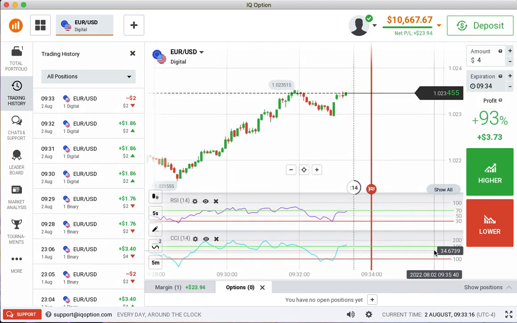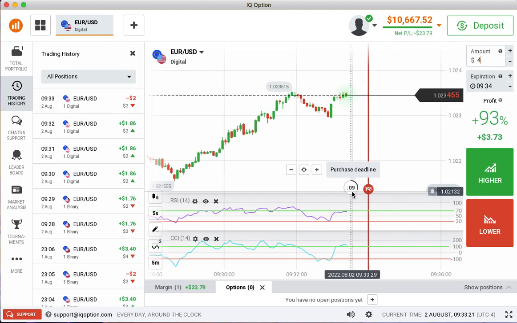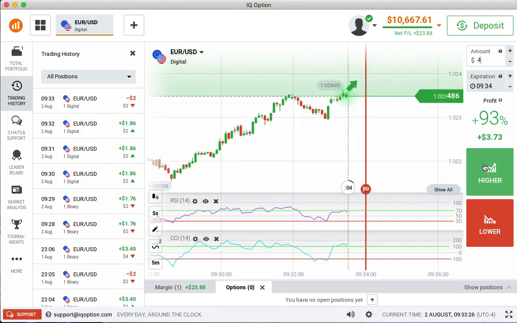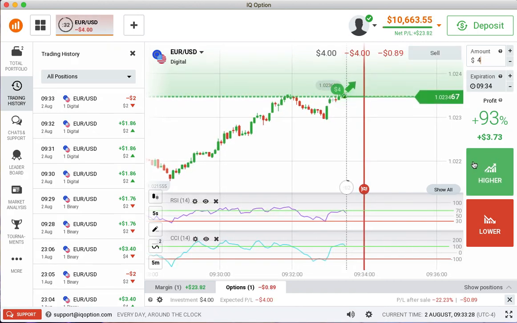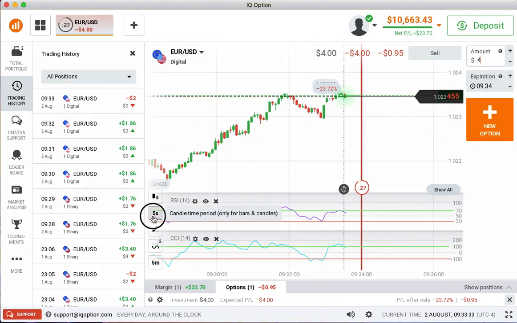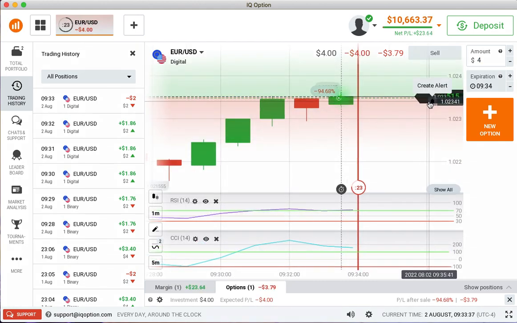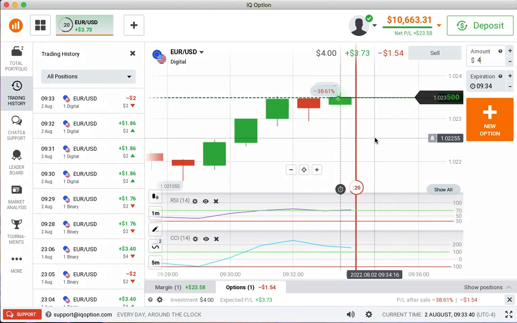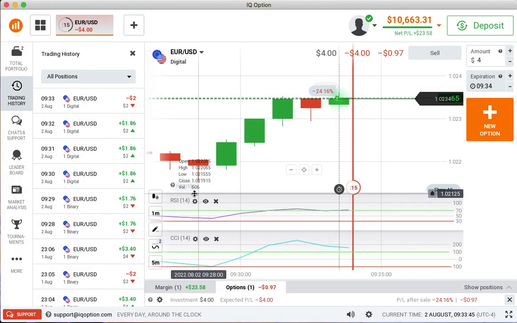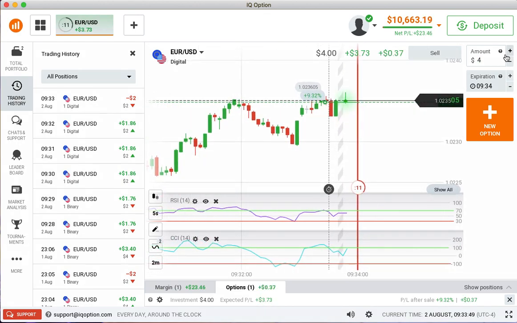So we wait until the last 5 seconds of the purchase deadline. Right? If both indicators are above their halfway points, we buy. If they're under the halfway points, we sell. Simply put, this would be going up, this would be breaking through. This isn't some crazy move. So you already know that that's breaking through, right?